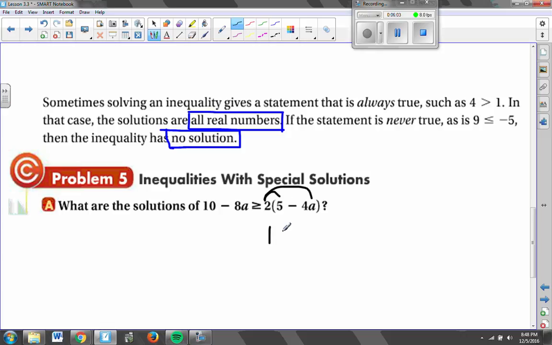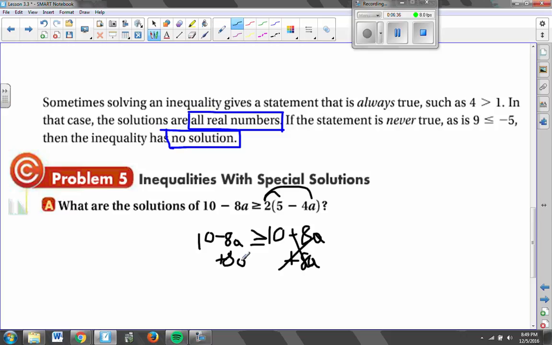2 times 5 is 10. 2 times a negative 4 is a negative 8a. And the other side still says 10 minus 8a. Okay? Now I'm going to move all my variables to one side. So I'm going to take these negative 8a and move them to the other side by adding 8a. So those are now gone, and they get added over here.